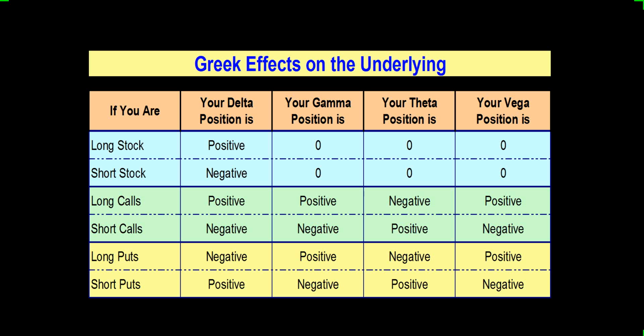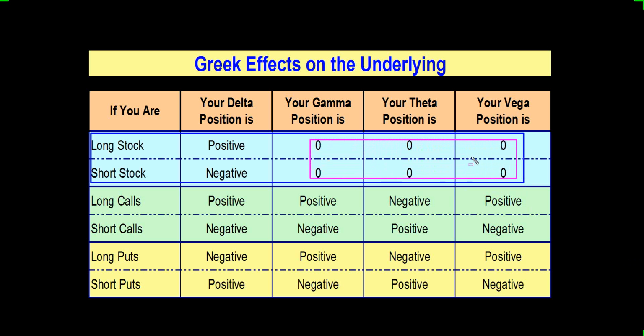Okay. Now, here's the summary. This is a really nice summary for you guys of the Greek effects on the underlying. And just a couple of key points here. I put this chart together because I thought it'd make it a little bit easier, because it can be a little bit difficult when you first get into it trying to figure all this stuff out. Long stock and short stock, I want you to notice that there is absolutely 0 Vega, Theta, and Gamma. It's very simple. And your delta here is very simple. It's just 1, or -1. If you're short stock, for every dollar it goes down, you make $1 and so forth.